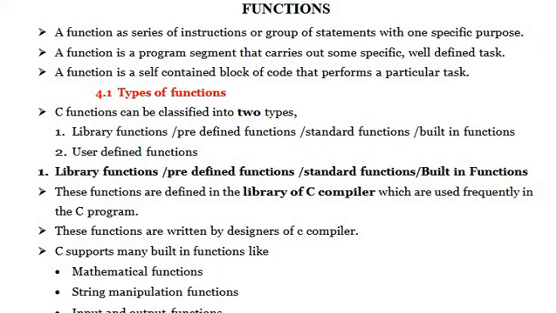Functions in C language. Any function is a self-contained block of statements to do a specific task. We have two types of functions: library functions and user-defined functions. Library functions are predefined functions, or standard functions, or built-in functions.